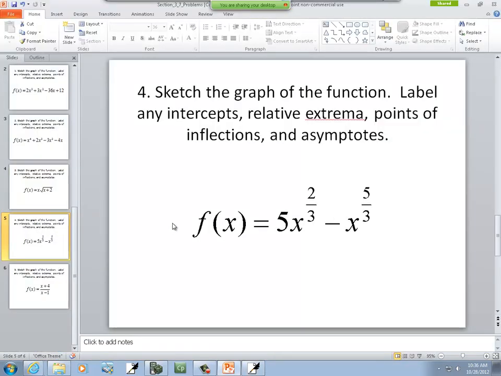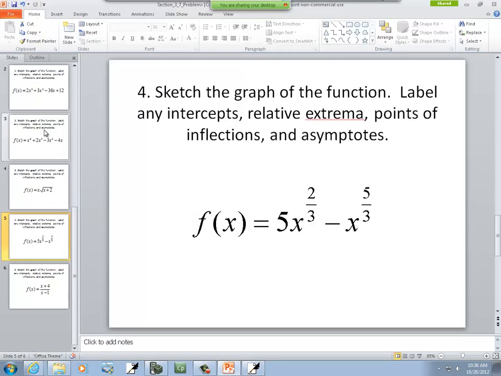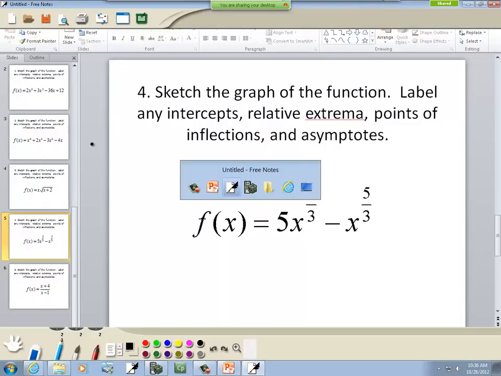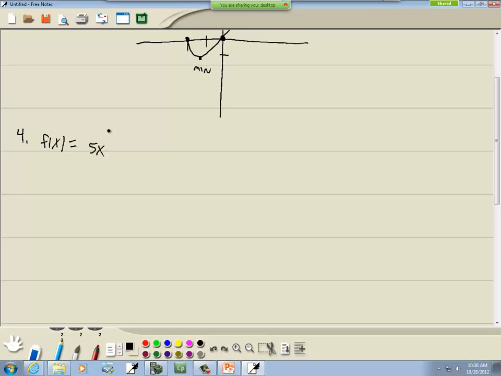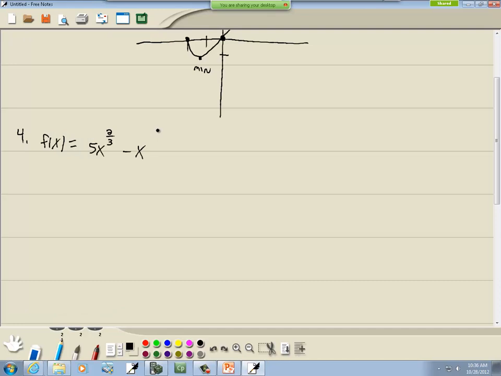So let's look at the next one. Take my glasses off, they're kind of hurting me with these headphones. Okay, so we got f of x is equal to 5x to the 2/3 minus x to the 5/3. And let's first go graph this. Put it on y1.